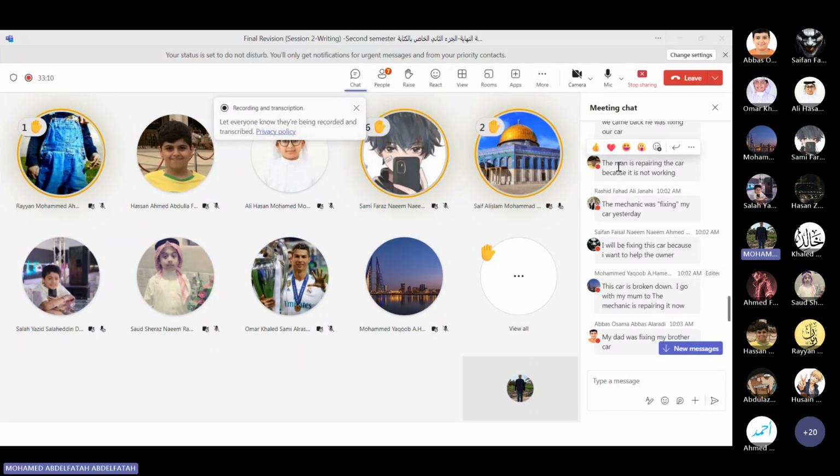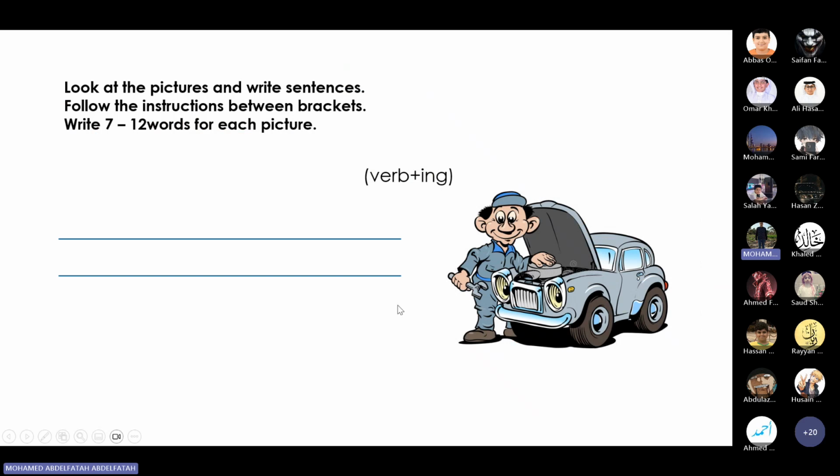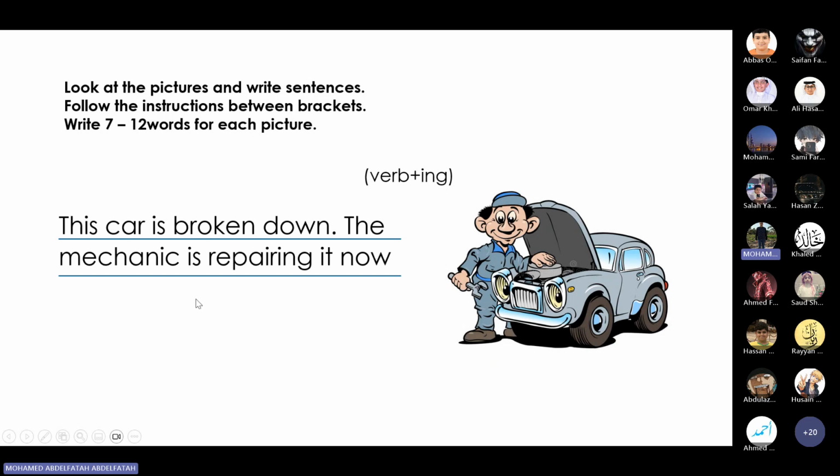Hassan, you can turn on your microphone and help us read the model answer. Yes. Hassan, can you help us read the model answer, please? Okay. This car is broken down. The mechanic is repairing it now. Say it again, Hassan. The mechanic is repairing it now.